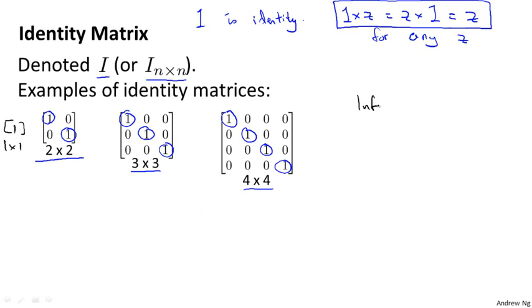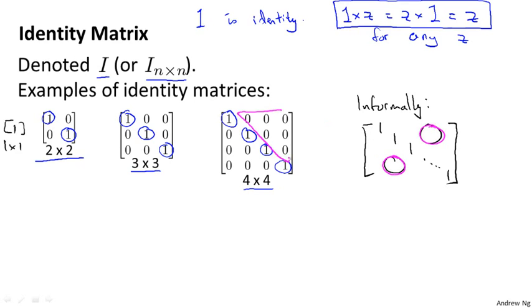Informally, when I or others are being sloppy, very often we'll write the identity matrix using this notation: draw square brackets, write 1, 1, 1, dot, dot, dot, 1, and then somewhat sloppily write a bunch of zeros there. These zeros, this big 0 and this big 0, are meant to denote that the matrix is 0 everywhere except for the diagonal. So this is just how I might sloppily write the identity matrix.